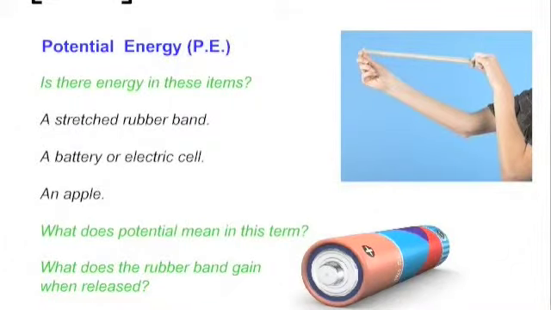So let's go in deeper into this topic. Potential energy. These are stretched rubber bands. This is elastic potential energy. This is chemical potential energy. What does the apple have? Well, the apple has stored chemical potential energy, right?